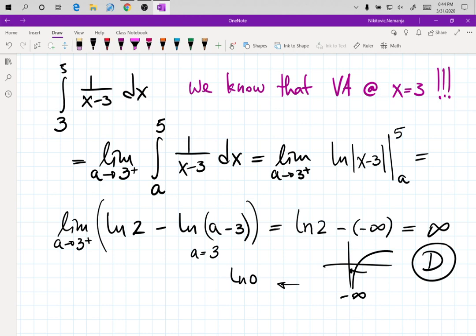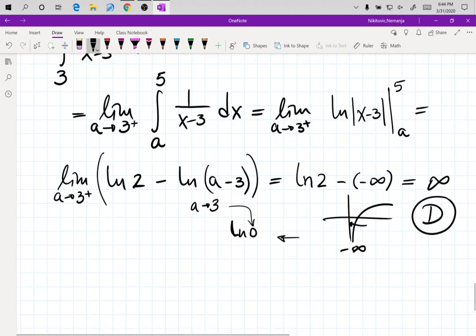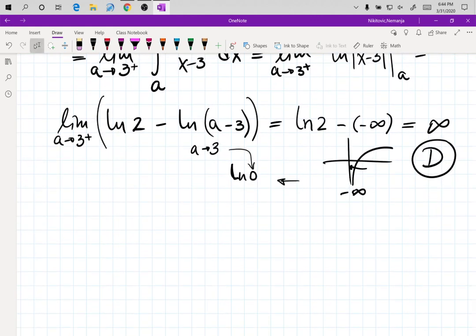So a goes to 3, which gives us the 0 there. So, wow, right? We have something that was so easy to integrate, and all of a sudden, infinity. So now I hope you see that we have to be very careful.